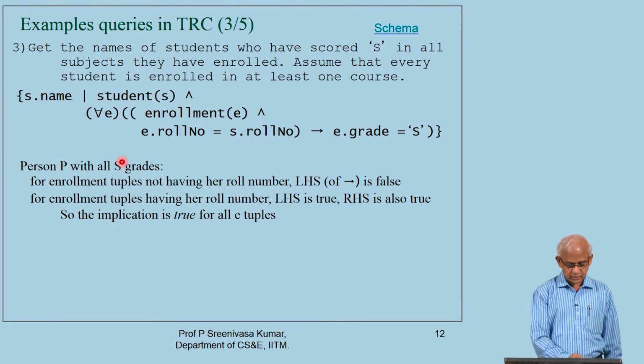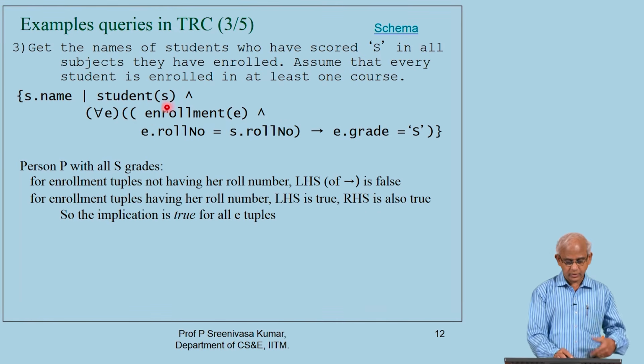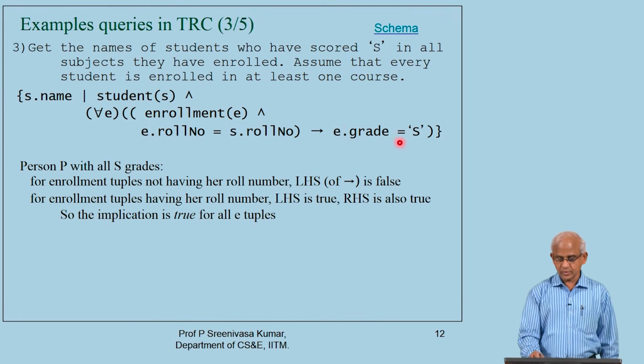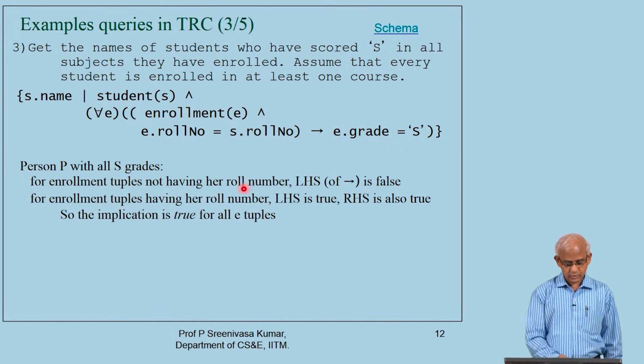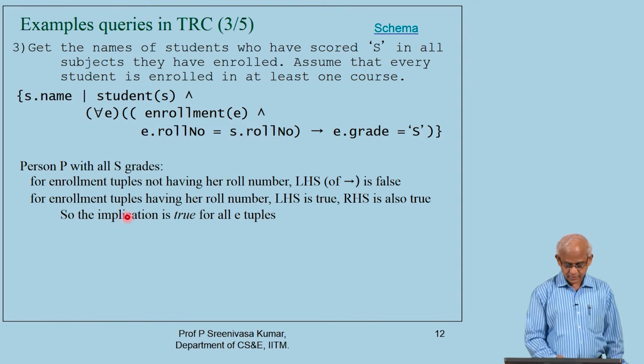Now, let us consider those enrollment tuples that do have this particular student's roll number. That means those enrollment tuples correspond to the student whom we are at present considering, person P. Now, this person has all the S grades. So, whenever this is true, this will always be true. So, for the enrollment tuples having this student's roll number, the LHS is true and the RHS is also true, and so the implication is true.